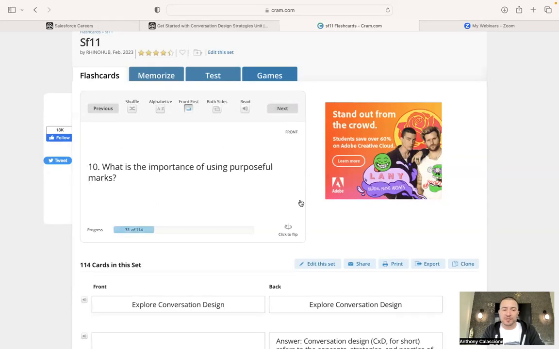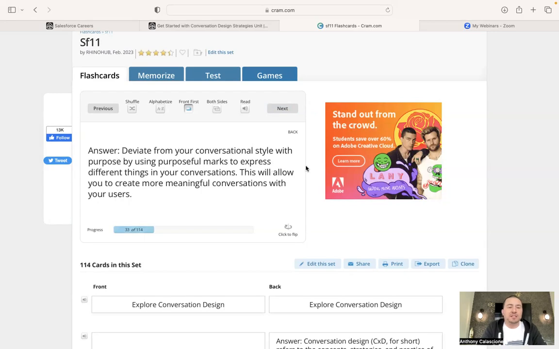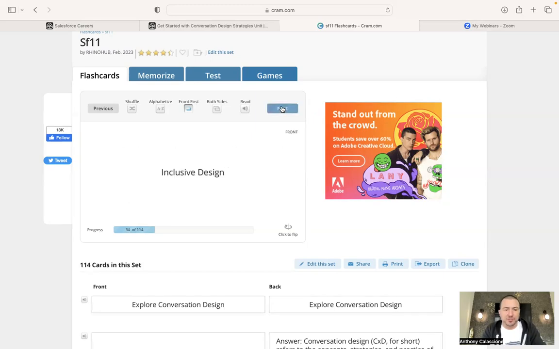What is the importance of using purposeful markers? Deviate from your conversational style with purpose by using purposeful markers to express different things in your conversation. This will allow you to create more meaningful conversation with your users.